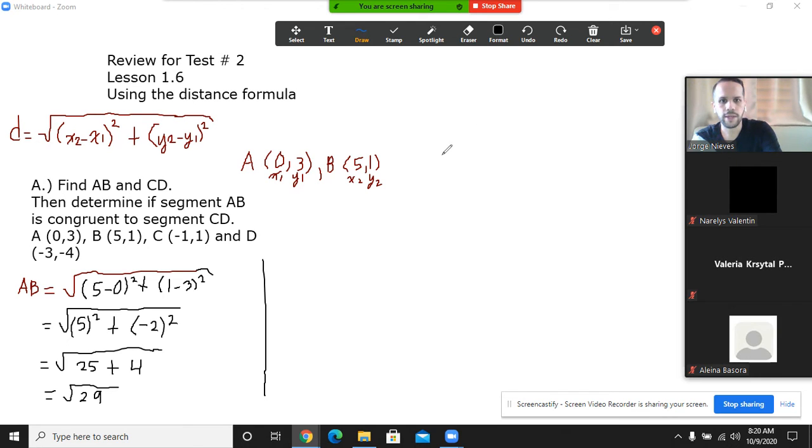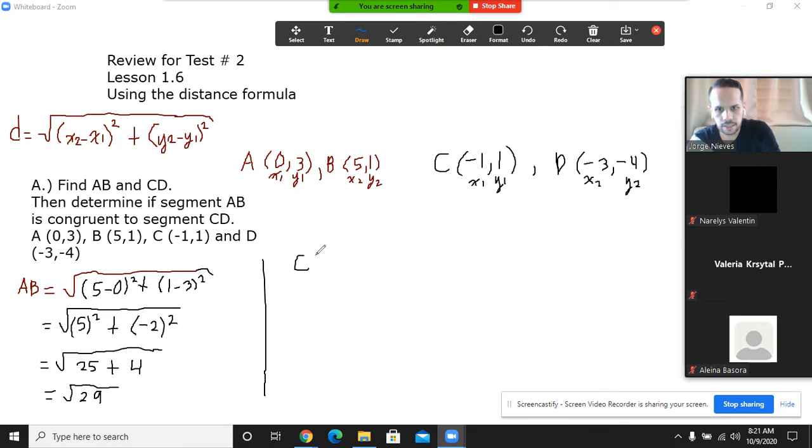Okay? So we're going to work now with endpoint C, which has coordinates of -1 and +1, and D, which has coordinates of -3 and -4. So we're going to plug this into the distance formula, like we did a few seconds ago. This is always x1 and y1, and this is x2 and y2. Okay, so let's do this quick. So we're going to use the formula.